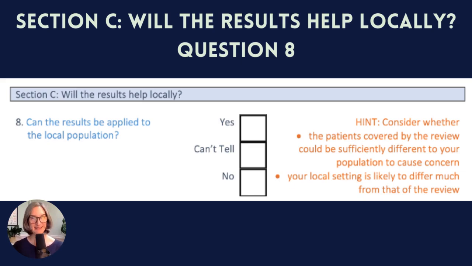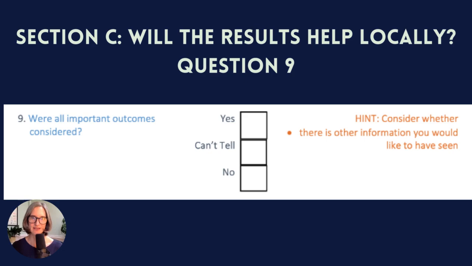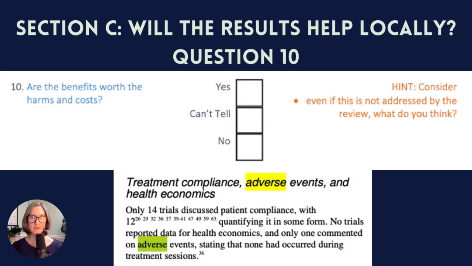So, question 8 asks if the results can be applied to the local population. So, are the patients covered by this review similar to the population that is under consideration with yours? And I think we're going to assume the answer is yes for this. And then question 9 is about if all the important outcomes were considered. So have a look at the abstract for a reminder of the outcomes assessed in the systematic review. And if you're happy that all the important outcomes were included, then you can click yes and you can keep going. And then the last question, question 10, is are the benefits worth the harms and the cost?